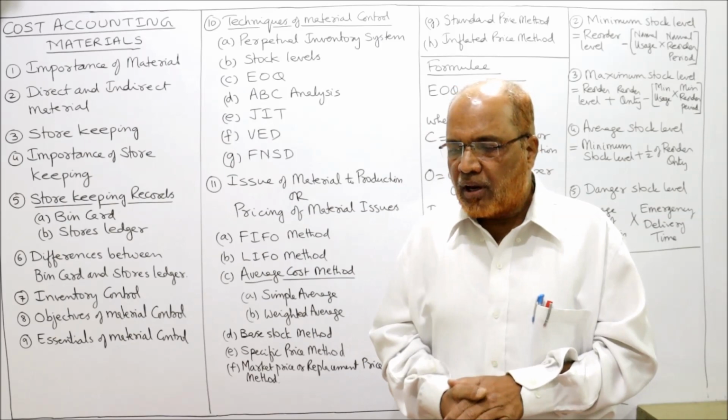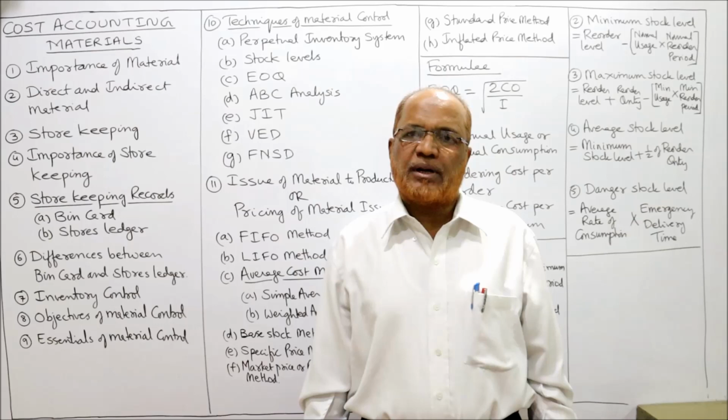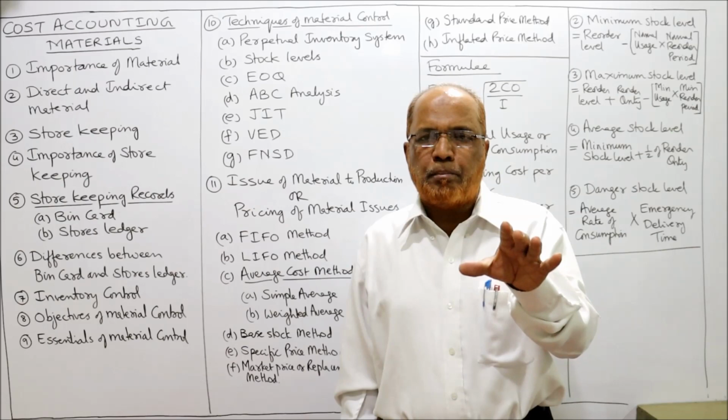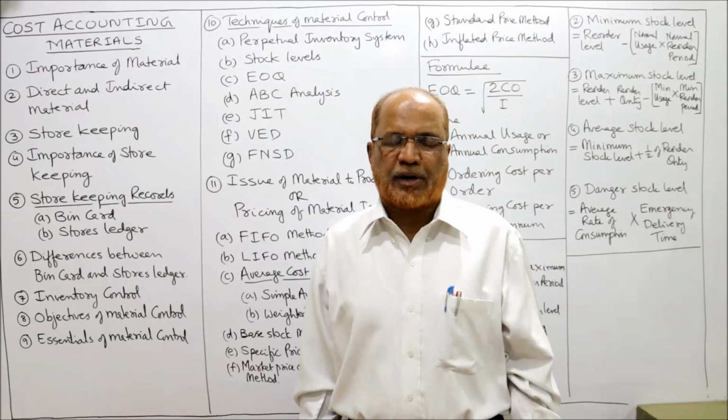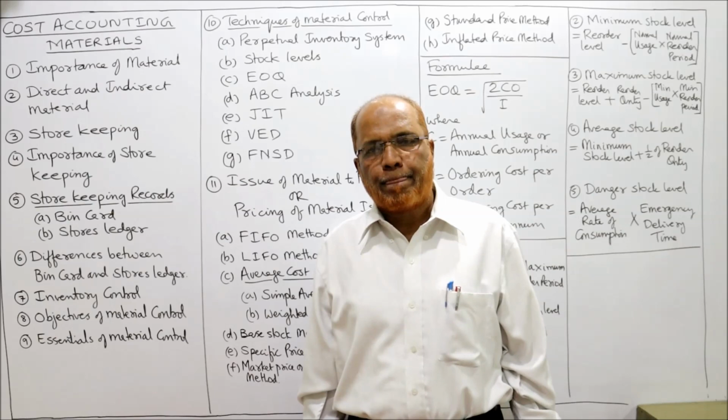Secondly, material can be divided into direct material and indirect material. The direct materials are the specific materials which are used for making the finished product, the material which is conveniently charged to the finished product, the material which can be identified in the finished product, specifically purchased for the product. That is called direct material.